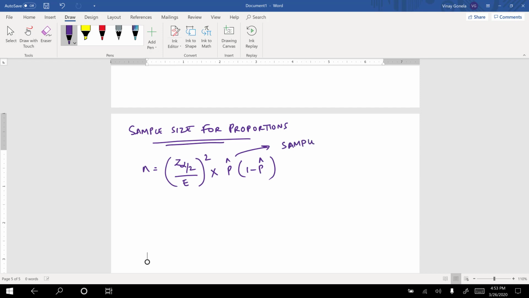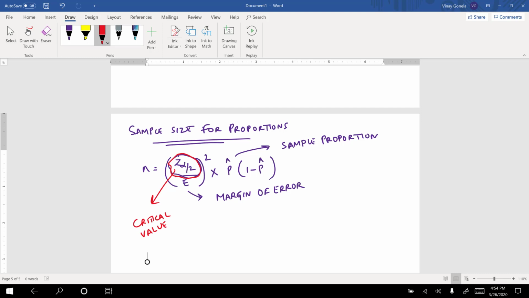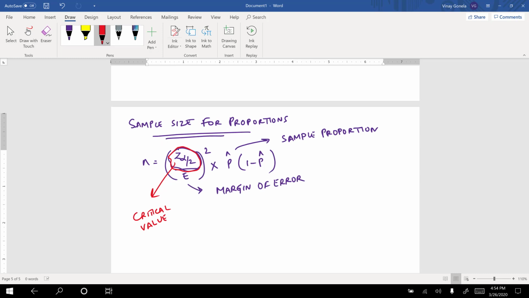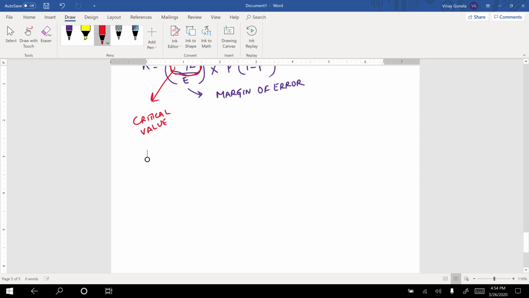So again, this p hat is sample proportion, this is margin of error, and this z alpha over 2 would be critical value. So that is the formula. So we'll try to again look into a problem on this. So this is an example.